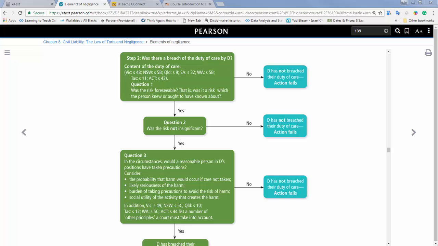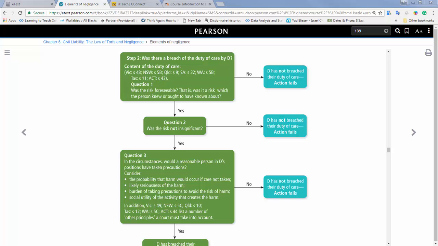For example, on the first part, the content of the duty of care, on top of this flow chart, under step 2, was there a breach of the duty of care by the defendant? You'll find under the content of the duty of care, there's a section under the CLA Act in Queensland, which is section 9, that talks about what should be the content of the duty. So the question to ask is, was the risk foreseeable? In order for us to see that there was a breach, we ask, was the risk foreseeable? That is, was it a risk which the person knew or ought to have known about?